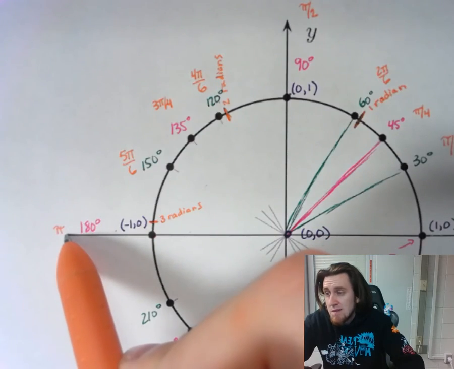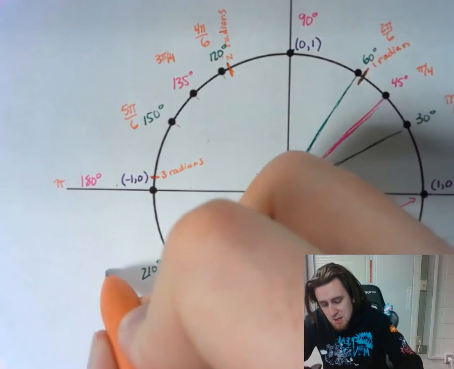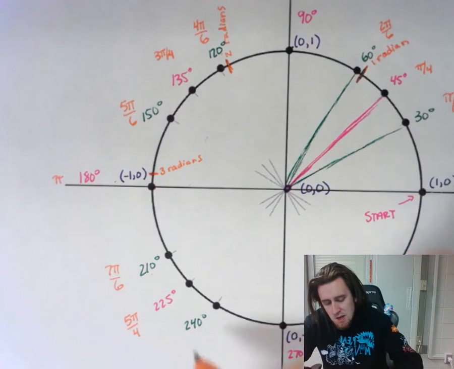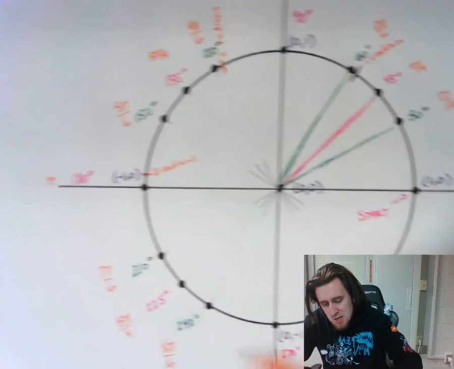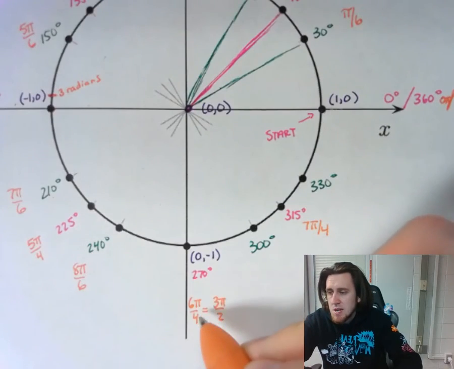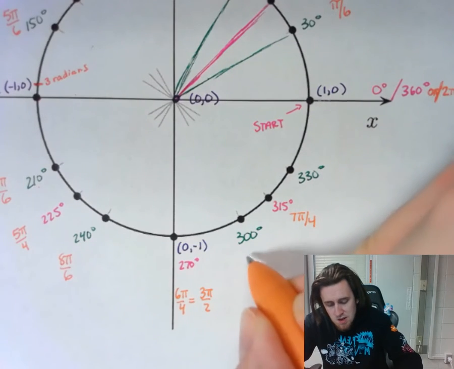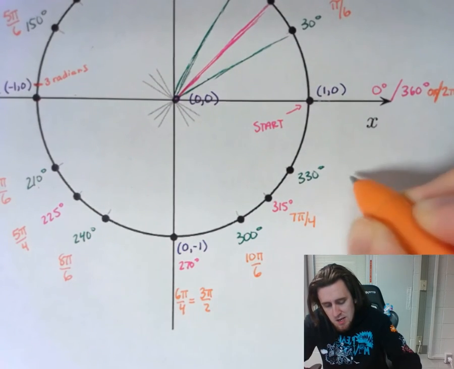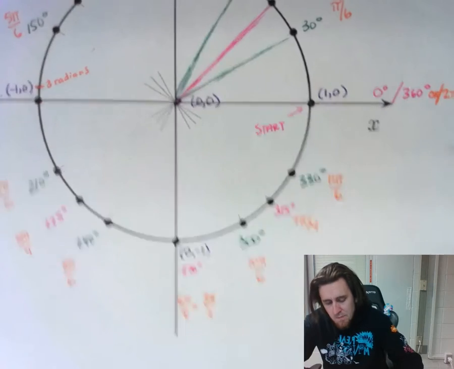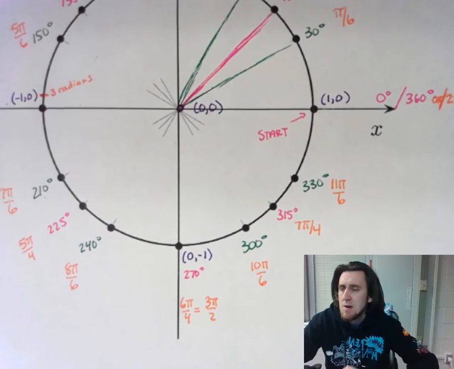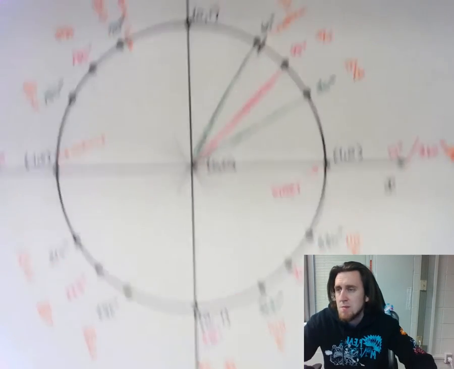Pi is 6 pi over 6. 7 pi over 6. 8 pi over 6. 9 pi over 6 is 3 pi over 2. 10 pi over 6, and 11 pi over 6. A few of these things reduced, and I just didn't write them down, right?